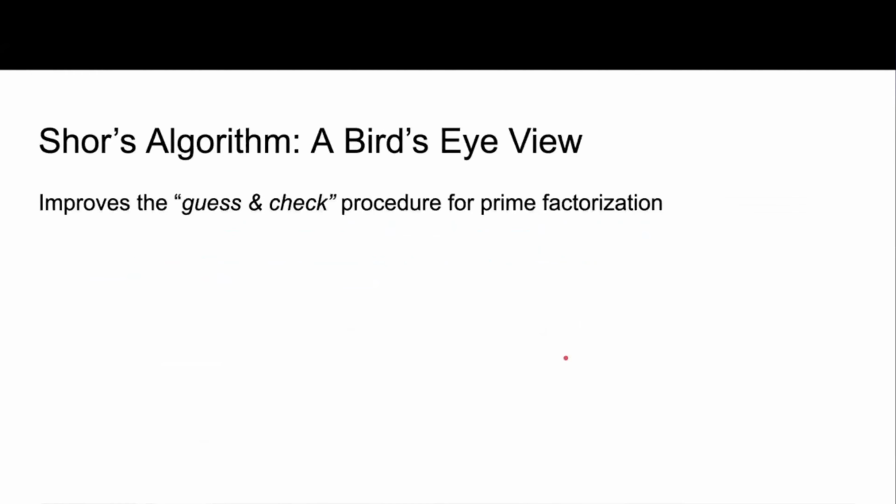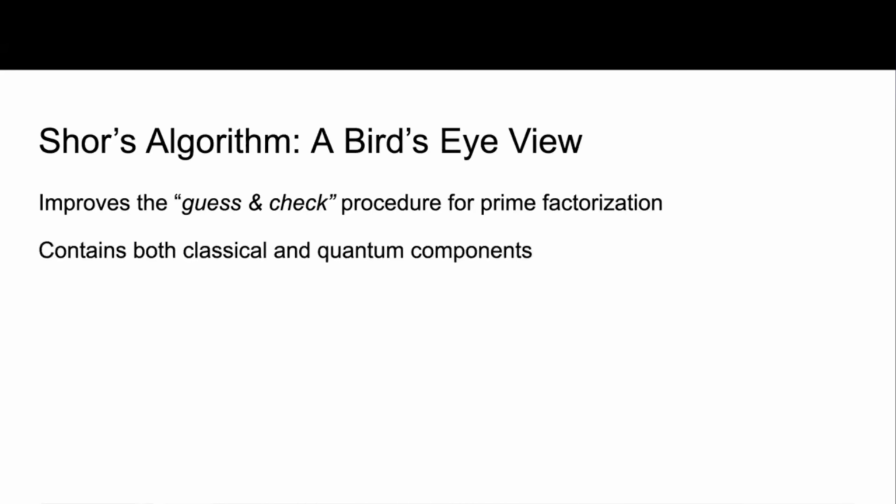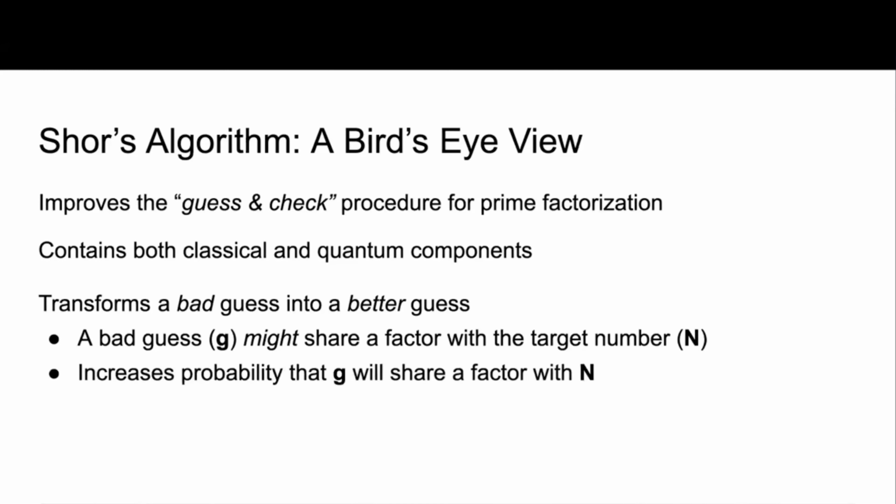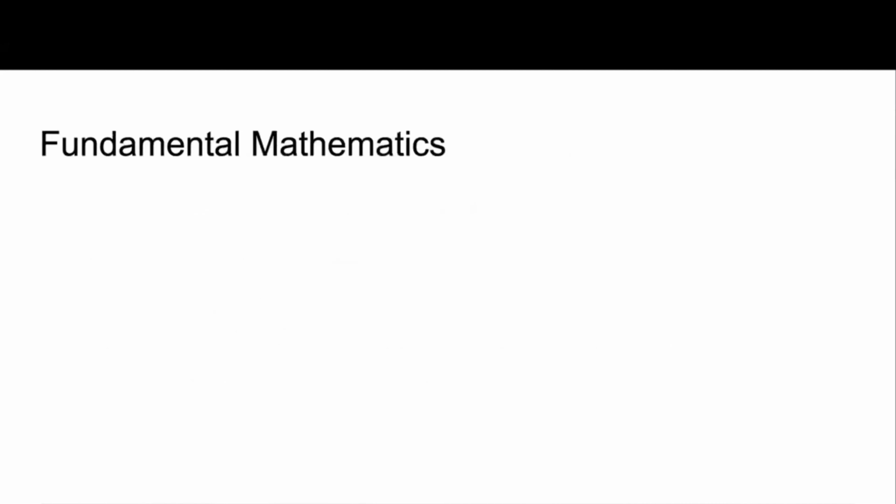At a high level, we can view Shor's as a way to improve the guess and check procedure for prime factorization. It contains both classical and quantum subroutines. And what it helps us to do is transform a bad guess of a factor of a large number into a better guess. So a bad guess G might share a factor with a target number n, that's our very large integer we're trying to factor. We want to increase the probability that G will share a factor with that large number n.